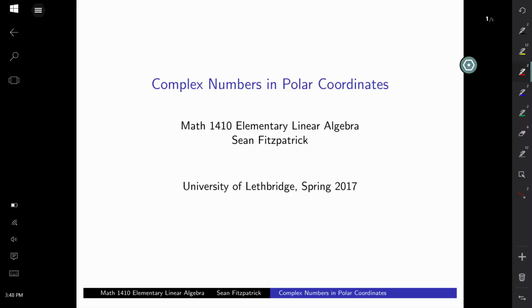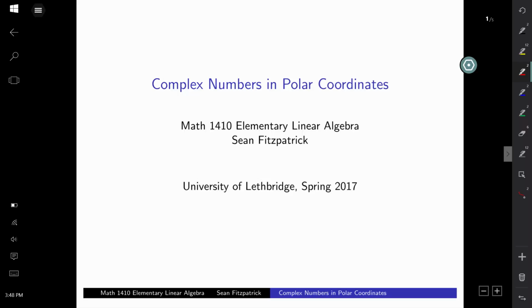Alright, so we're at the next video for our screencast for Math 1410 Linear Algebra, and at this point we are actually ready to say how to write down a complex number in polar coordinates. So in the previous video we introduced these various parts of a complex number.